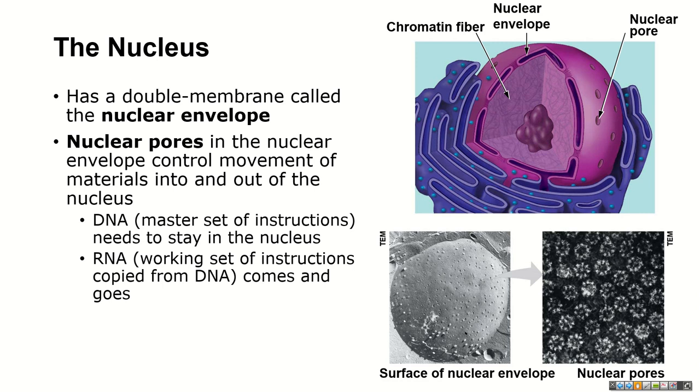And this is really important because the DNA, which is the master set of instructions for how to make everything in the cell, needs to stay inside the nucleus. It cannot be allowed to go out into the cytoplasm. When we make a protein, we make a copy of the DNA in a molecule called RNA. And that RNA needs to leave the nucleus and go out into the cytoplasm. And so the nuclear pores are going to keep the DNA in the nucleus and allow the RNA to leave the nucleus.